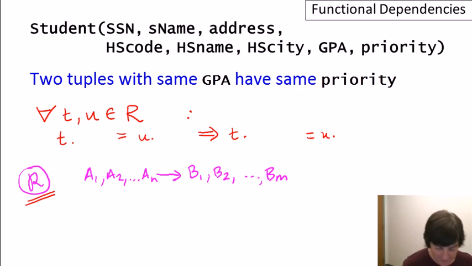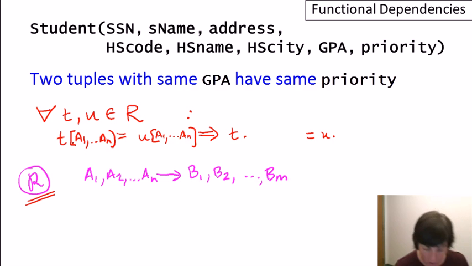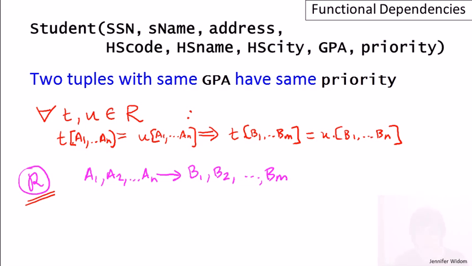Modifying the formal definition in red, now I can't use the dot notation anymore, so I'll use a square bracket, and I'll write t[A1 through AN] equals u[A1 through AN]. So what I'm saying here in this case is that the two tuples t and u have the same values for all of the attributes A1 through AN, and if they do, then they will also have the same values for B1 through BM. We'll be getting to some concrete examples soon.